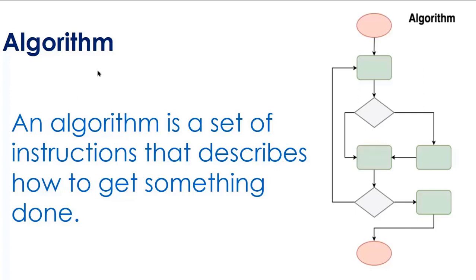I said that machine learning applications are based on neural network algorithms. What is an algorithm? Algorithms are a set of step-by-step instructions for the computer to follow. They are at the heart of all computer programs. An algorithm is a set of instructions that describes how to get something done.